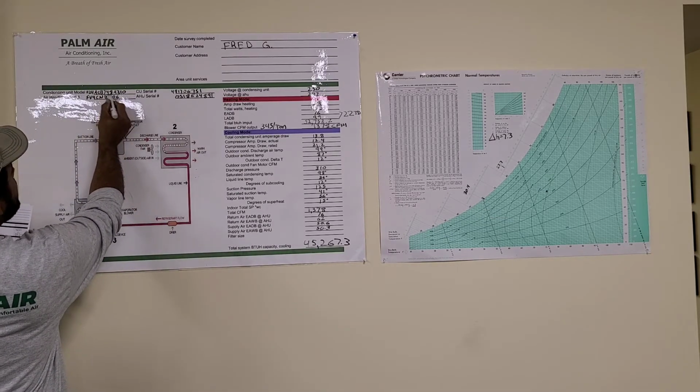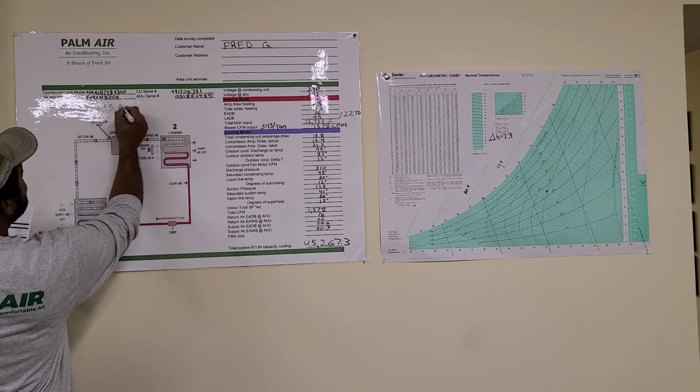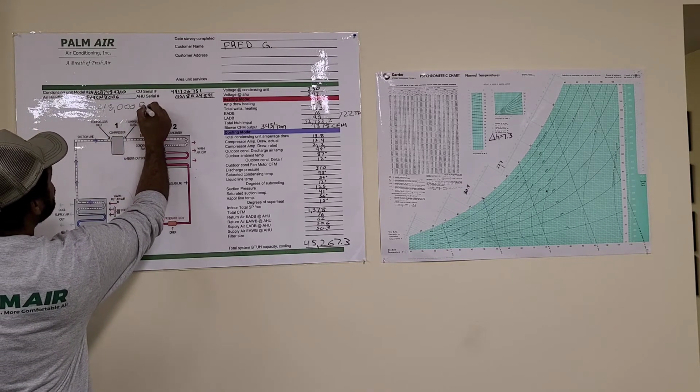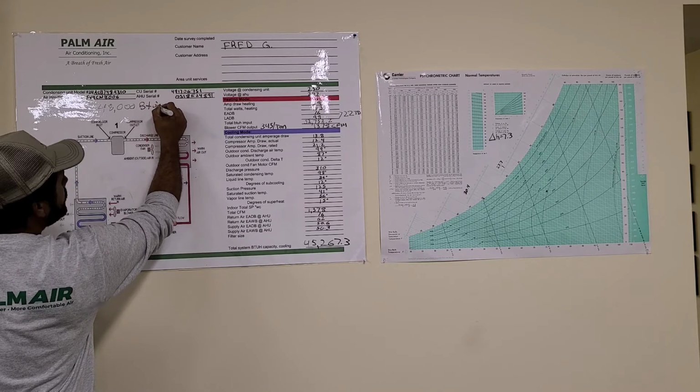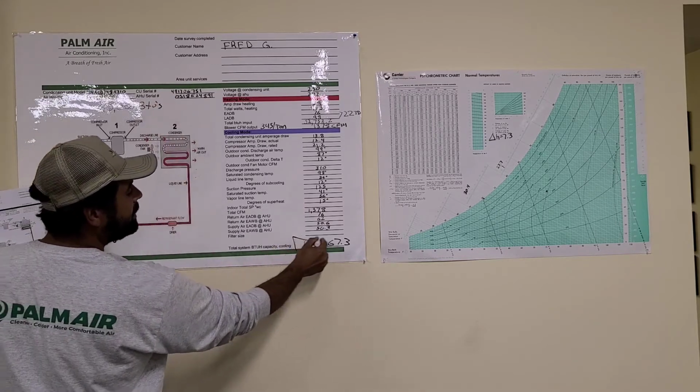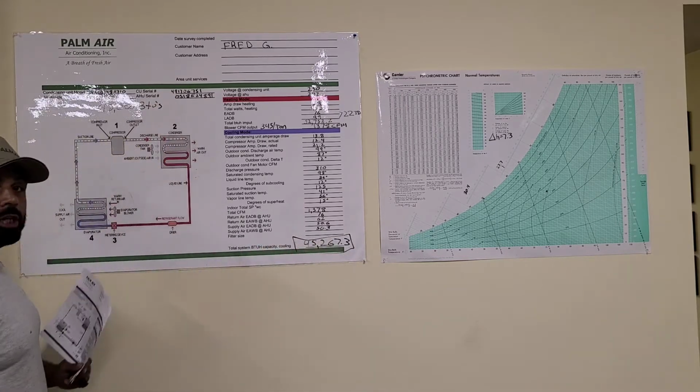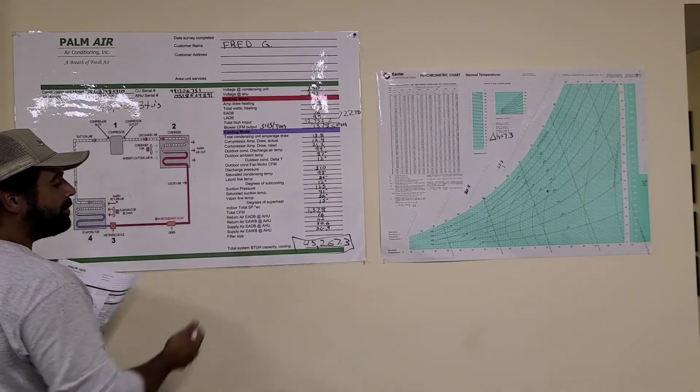4 ton actually represents 48,000 BTUs. Considering we're doing 45 here, I would say we're pretty close for a 4-ton. I would call this unit good.